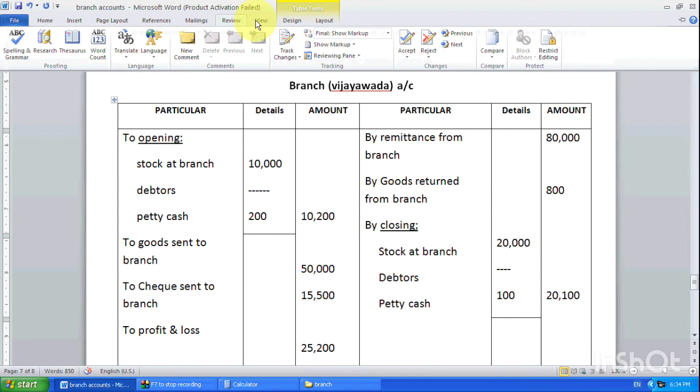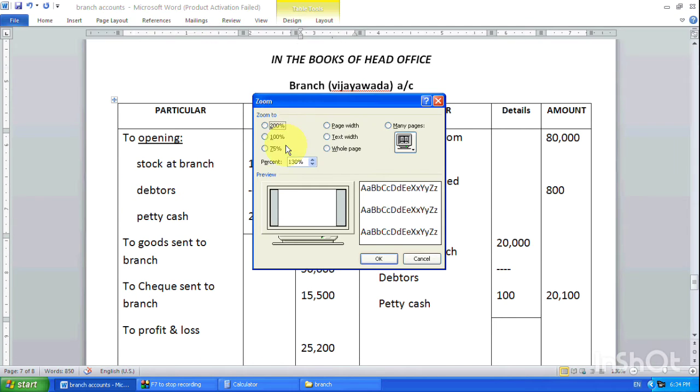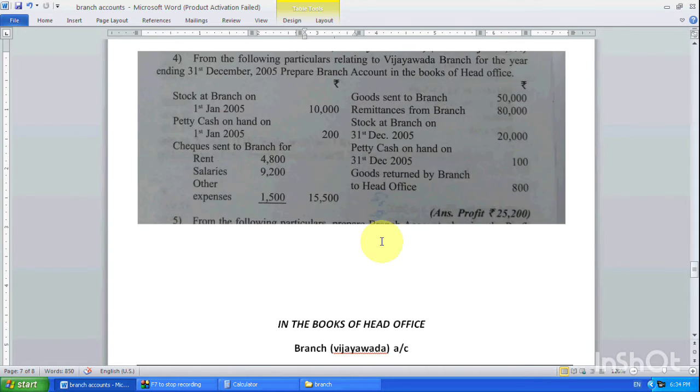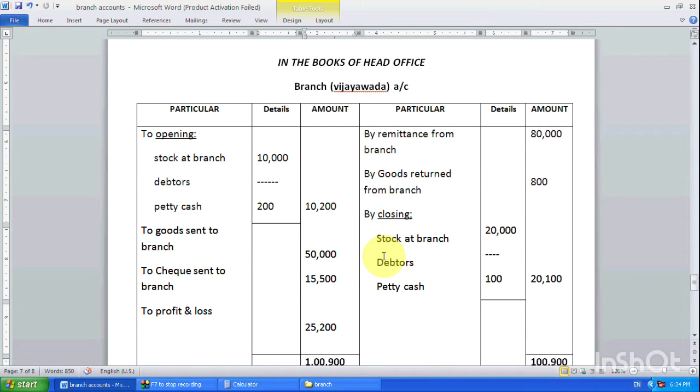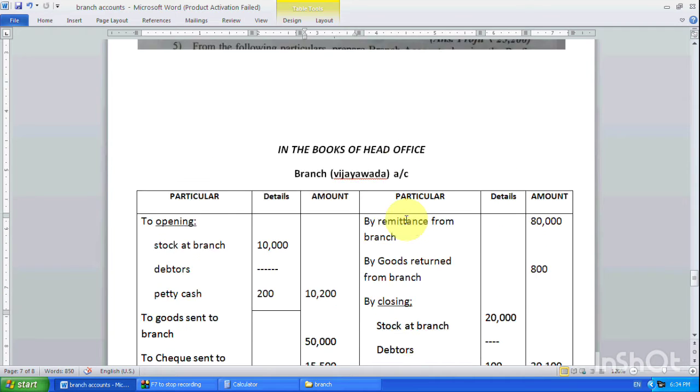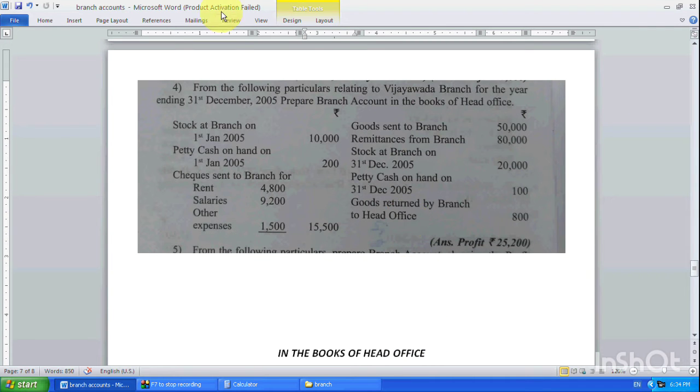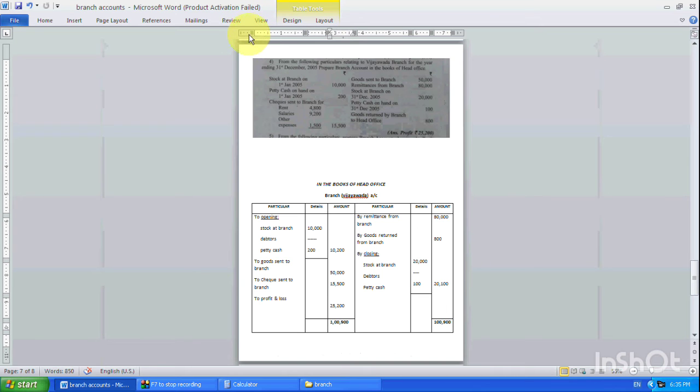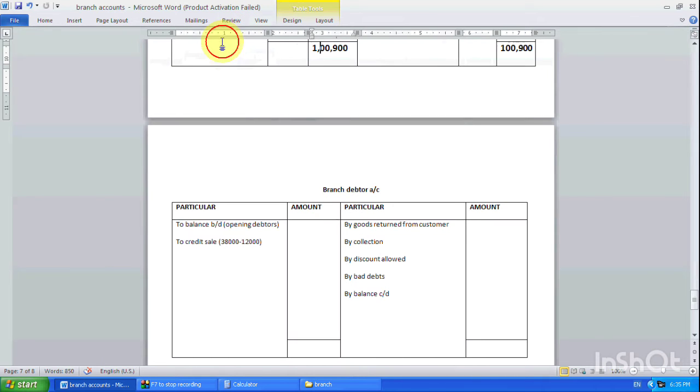Write the ledger balance so the totals tally. Total amount 1 lakh 900. A ledger always tallies, so how much? 25,200. We got a profit of 25,200. This is how we have to prepare the branch account. It is very easy to prepare a branch account, as the opening and closing are already given. See here, we have got a profit of 25,200.